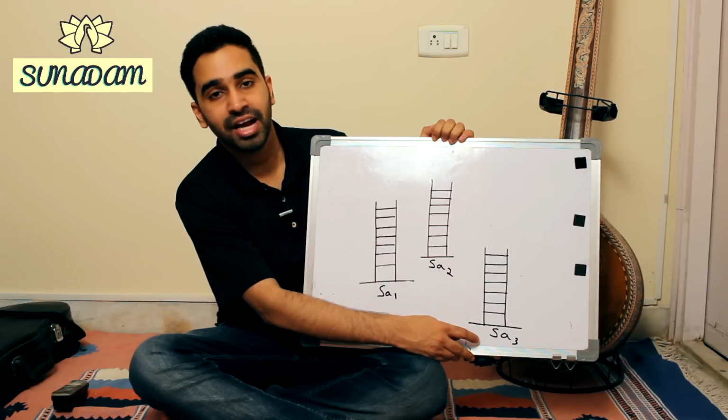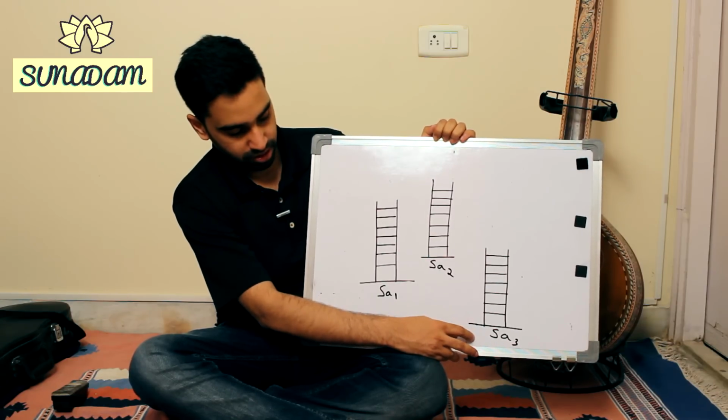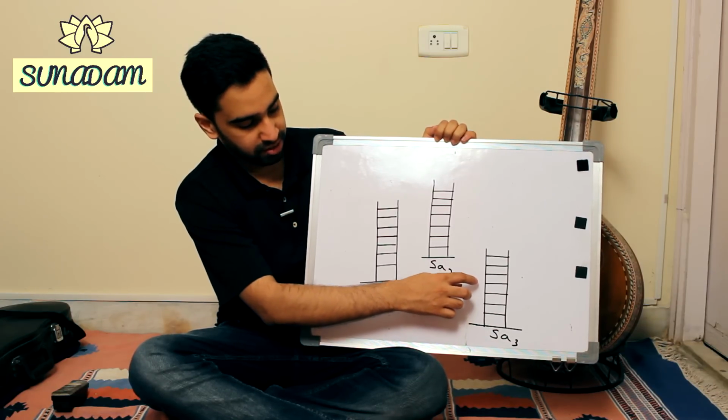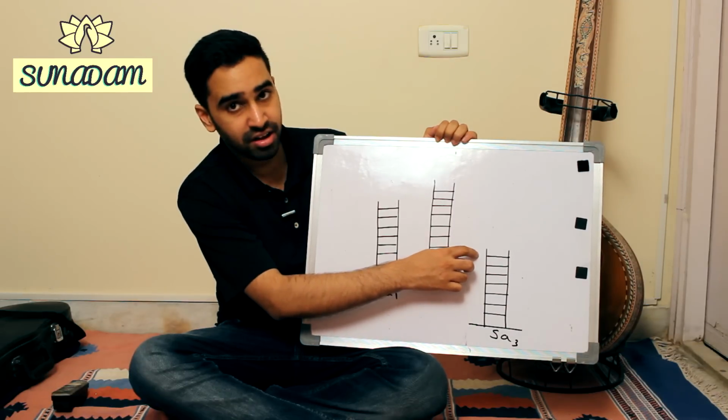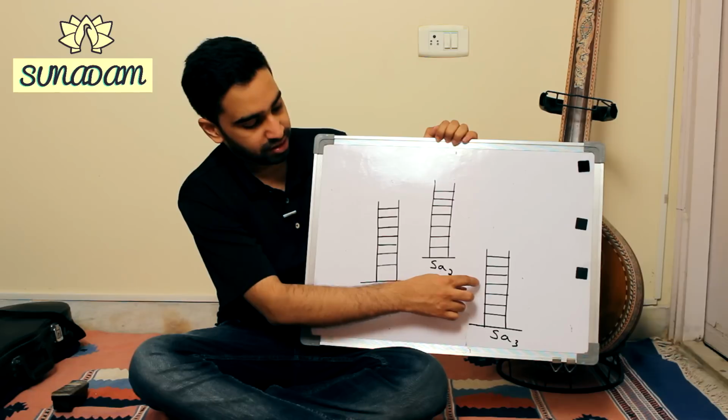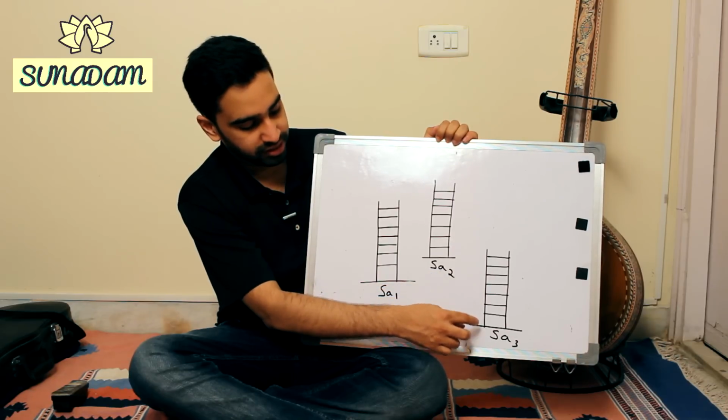And then we have the third ladder over here, Sa 3. Sa ri ga ma pa da ni sa, sa ni da pa ma ga ri sa. So as you can see, despite the ladders being identical in every way, depending on where they started from, the identity or the frequency of the notes completely changed.